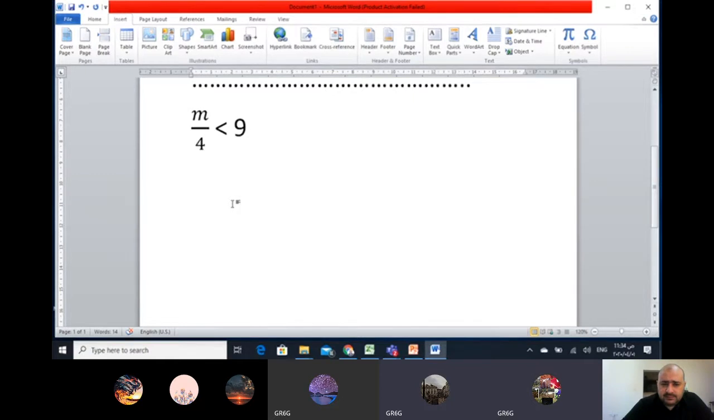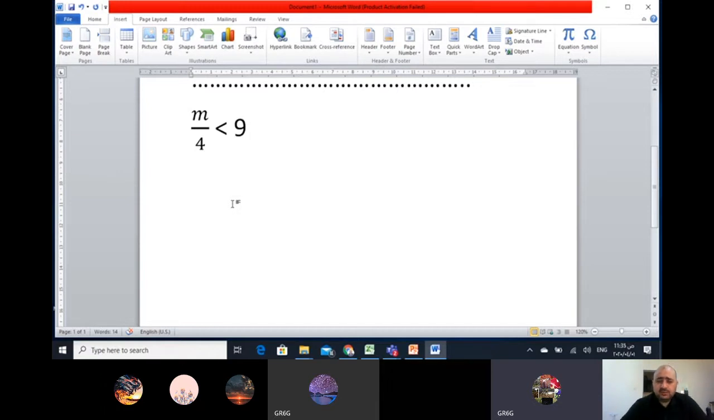Is the answer 38? Check your answer. Not true. What should I do? You should remove the 4 from here. So 4 is in the denominator, so try to multiply the two sides by 4. Try to multiply the two sides by 4 to remove this 4.